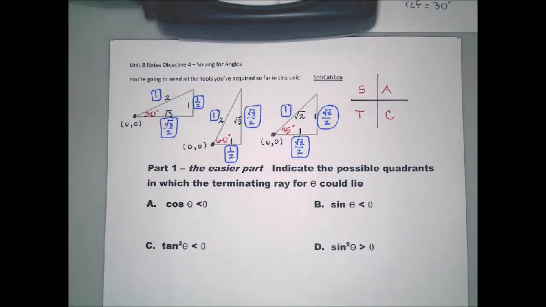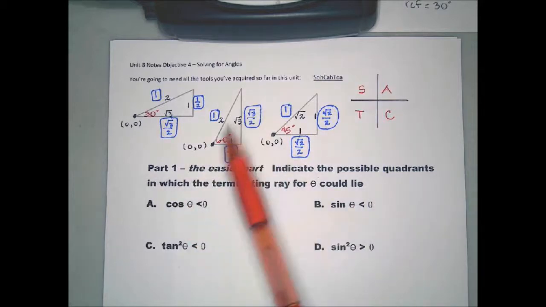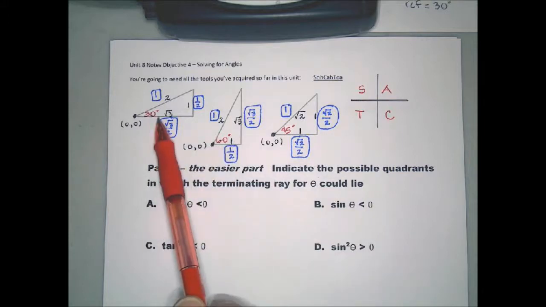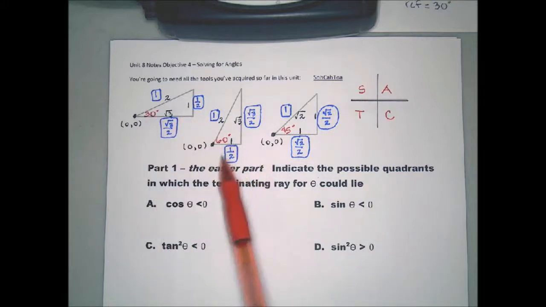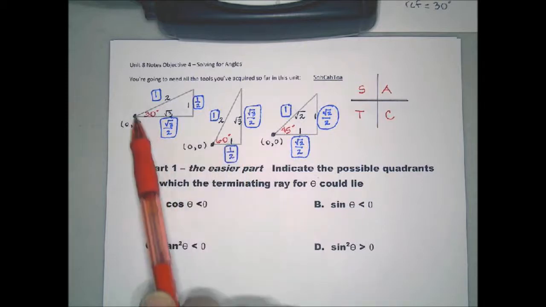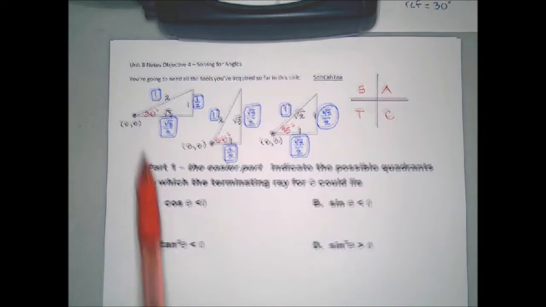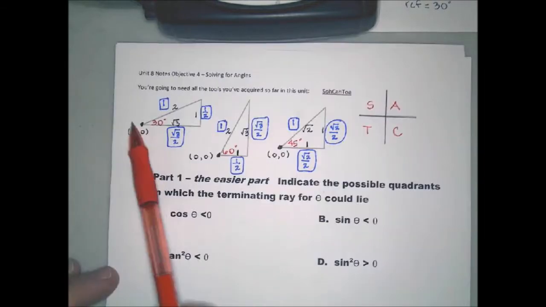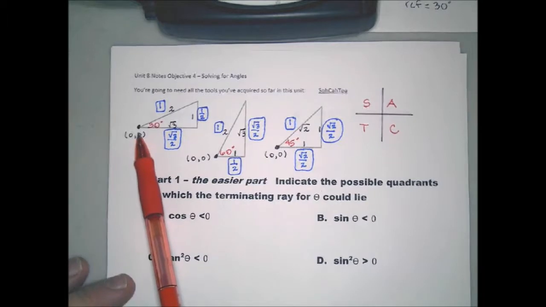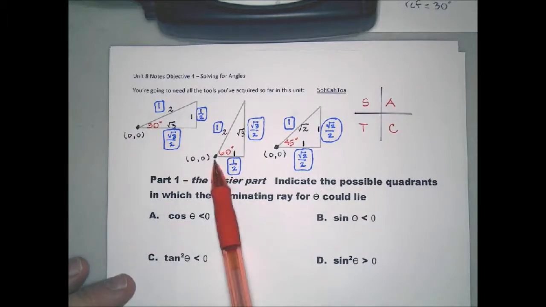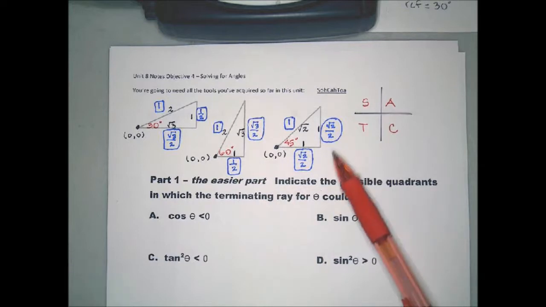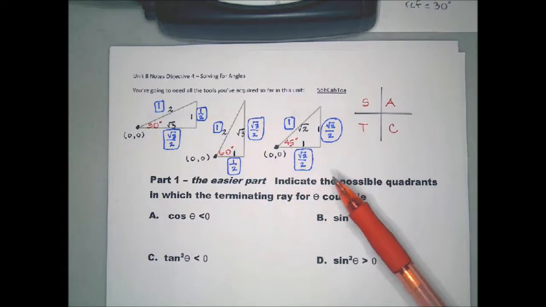Okay, here we are at Unit 8, Objective 4. You can see what I'm starting off with: the special right triangles of 30, 60, 90, 45, 45, 90, and the other 30, 60, 90. I have them placed in standard position. You can see that if they were in the unit circle, this is where 0, 0 would be, right here, and right here, and right here. Now, I have them filled out with both sets of numbers.